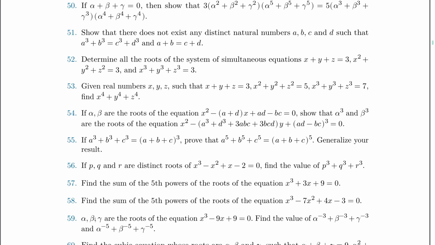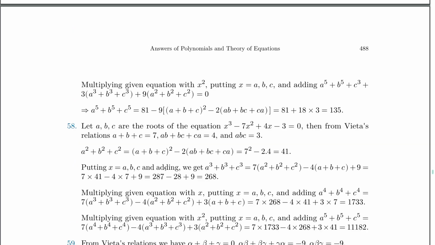Question 59 says that alpha, beta, gamma are the roots of the equation x cube minus 9x plus 9 is equal to 0. Find the value of alpha to the power minus 3 plus beta to the power minus 3 plus gamma to the power minus 3 and alpha to the power minus 5 plus beta to the power minus 5 plus gamma to the power minus 5.